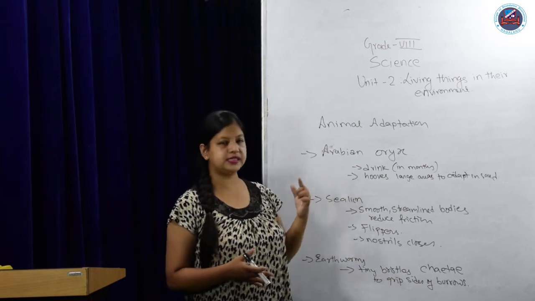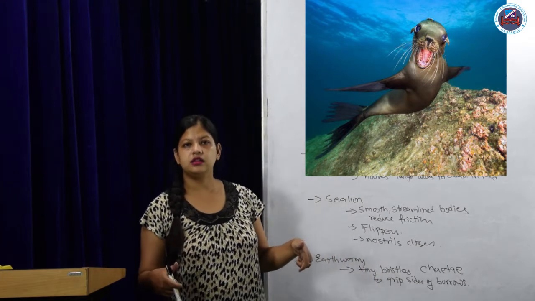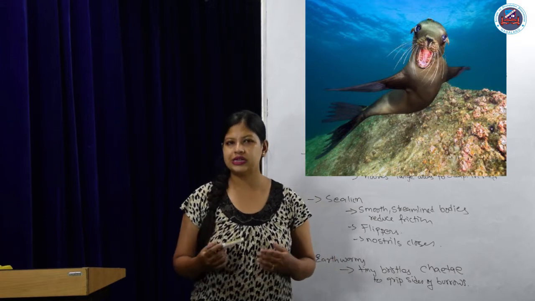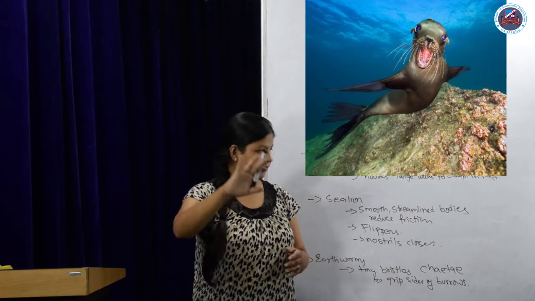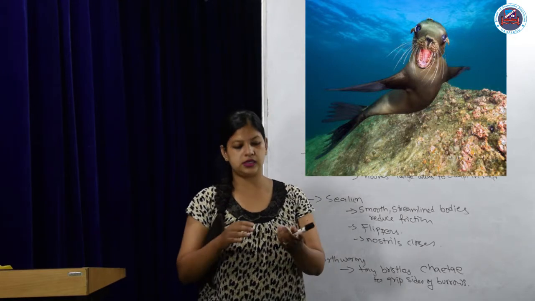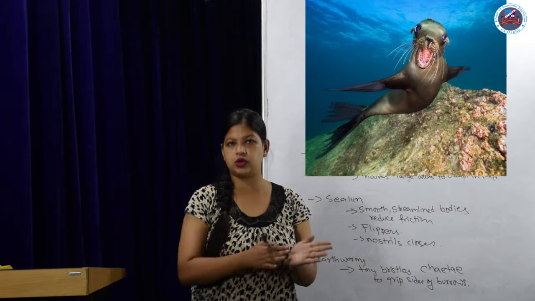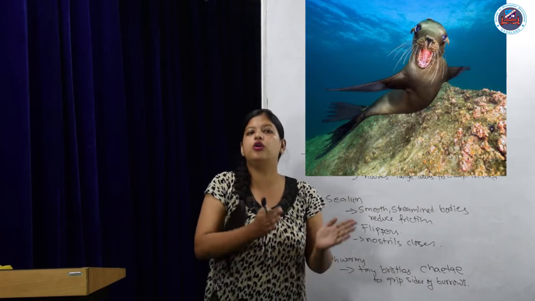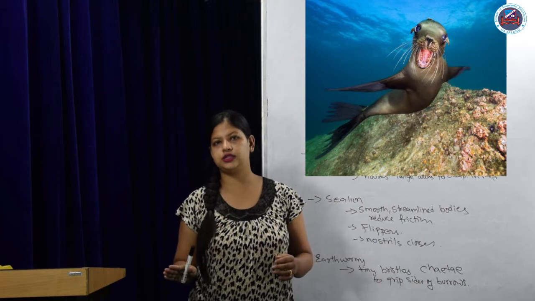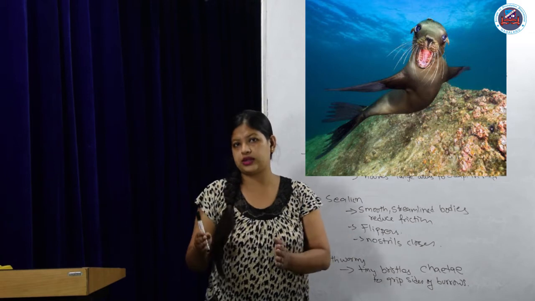Similarly, another example we have is the sea lion. I am even showing the picture here. The sea lion is a mammal and they live in the sea. And usually the adaptation they have is a very streamlined, smooth body to overcome friction. Friction is when something is rubbed against something for a long time, heat is produced. That is what we call friction. Now, in order to overcome that, sea mammals have a very smooth, streamlined body. So that is also one kind of adaptation.